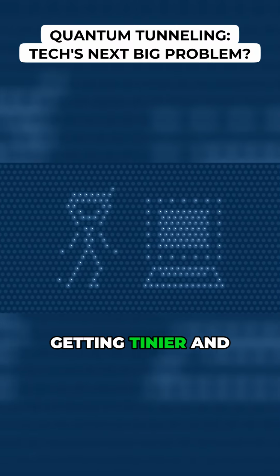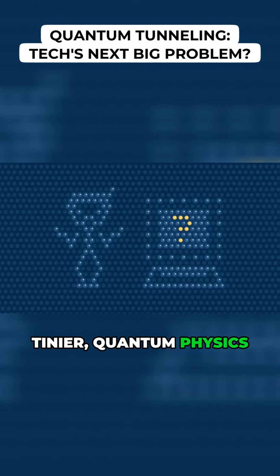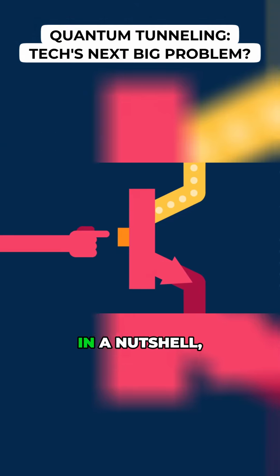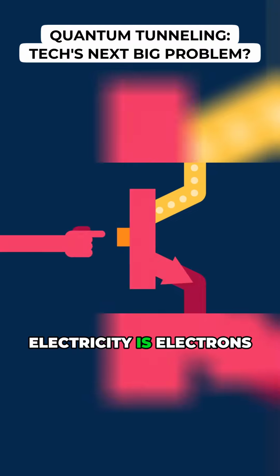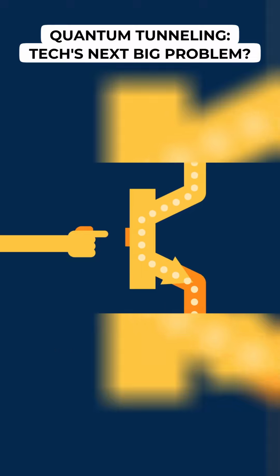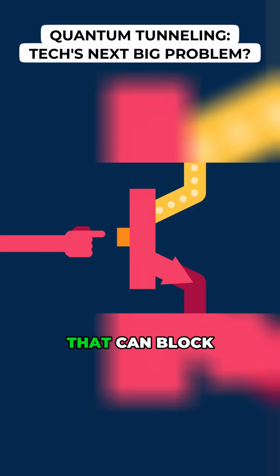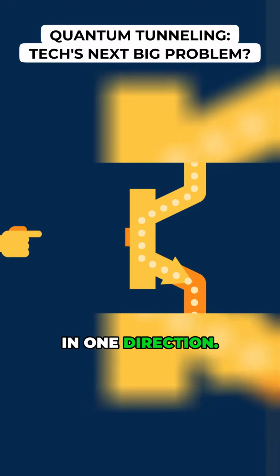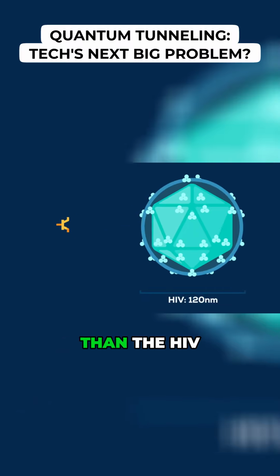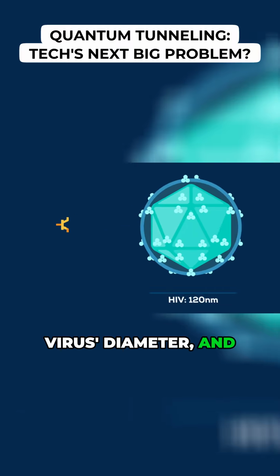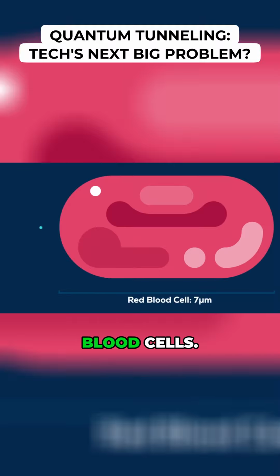However, with parts getting tinier and tinier, quantum physics is making things tricky. In a nutshell, a transistor is just an electric switch. Electricity is electrons moving from one place to another, so a switch is a passage that can block electrons from moving in one direction. Today, a typical scale for transistors is 14 nanometers, which is about 8 times less than the HIV virus's diameter and 500 times smaller than a red blood cell's.